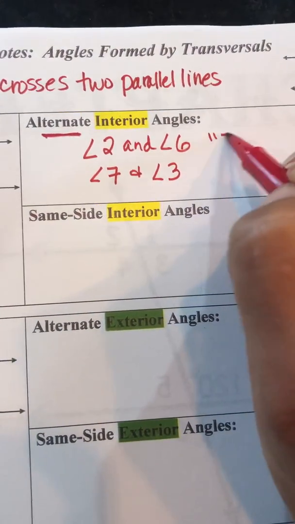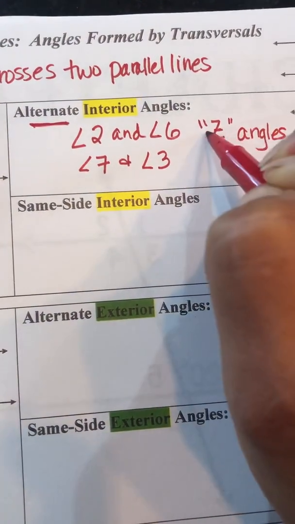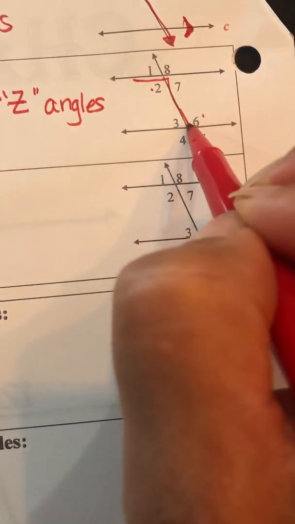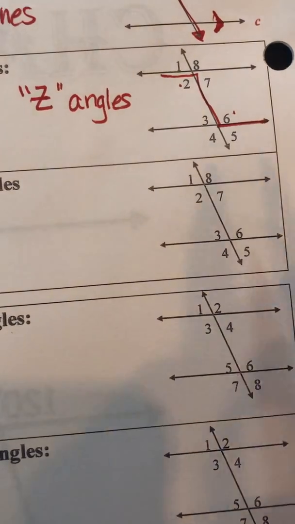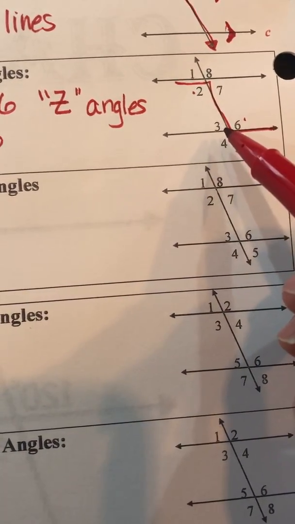And I call these angles Z angles. That's my way, I write a letter Z with my little thing in there. So I call them Z angles because it kind of makes a Z. Not a perfect Z, but it kind of makes a Z. So alternate interior angles are 2 and 6, 3 and 7.